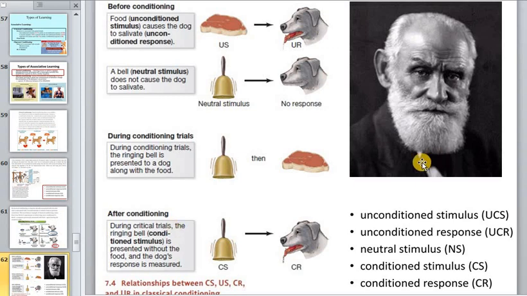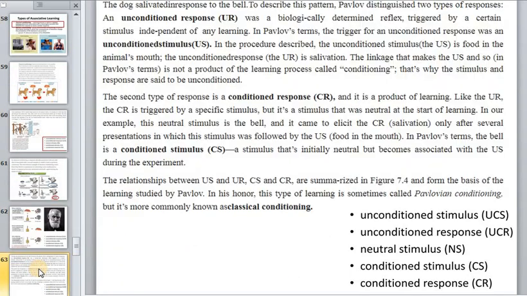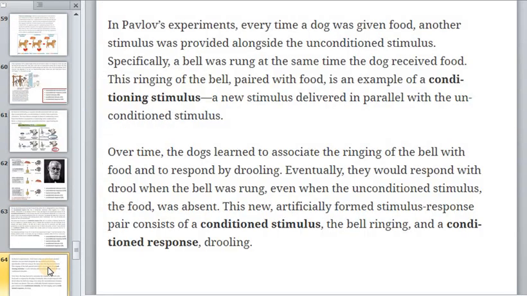Here we see the portrait of Pavlov, and here we see the same after conditioning, the stimulus and conditioned reflex. Now the dog salivates to the bell, and to describe this pattern, Pavlov gave two types of response: unconditioned response and conditioned response. So here we see the description of these experiments, and in future we will discuss this.